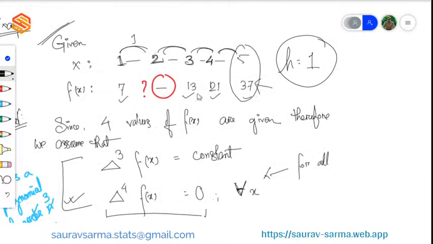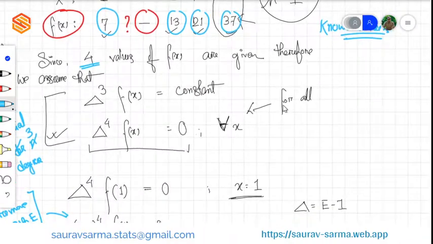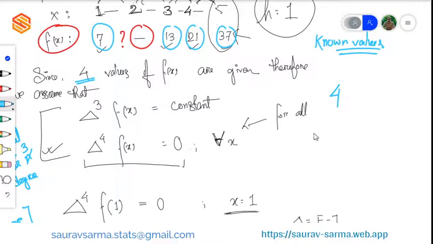So here first you have to see how many observations there are for f, that is, how many available data values there are. So say this is one available data, two, three, four. That is why we wrote that since 4 values of f of x are given, depending on how many known values there are, you have to decide. Here we have four known values, then delta to the power 4 f of x will be equal to 0. Remember this concept, and one less than that means delta cube f of x will be constant.